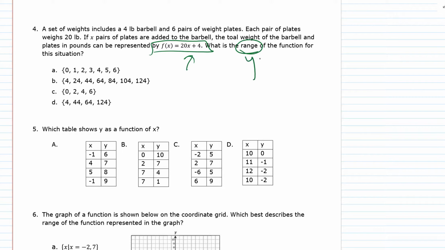We know that range is y, and in this equation, y is certainly not that little x. Y is f of x. We've talked about that before. So if we're wanting to know the outcome, the output of this equation, we'd have to plug in some x's in order to get what our y is. So, what are some of the x's we can put into this problem?